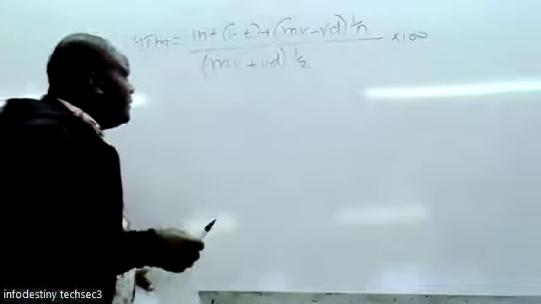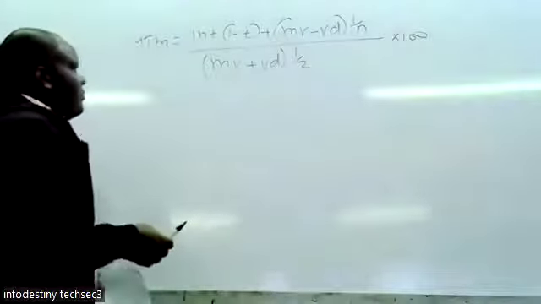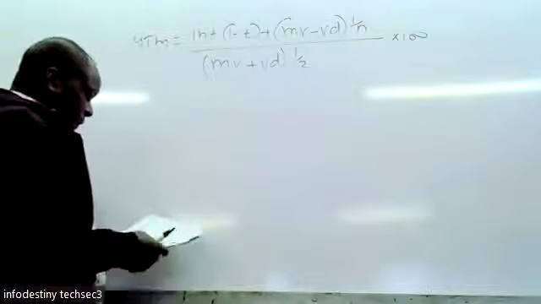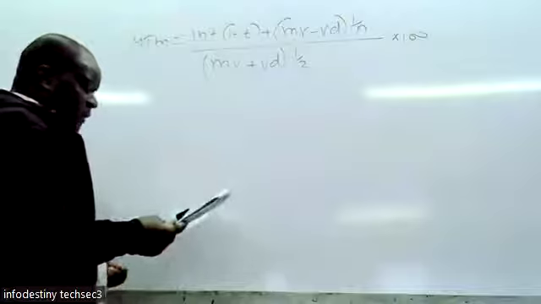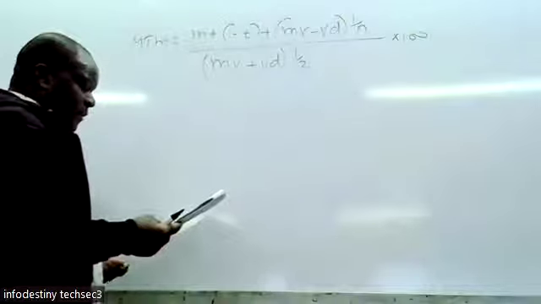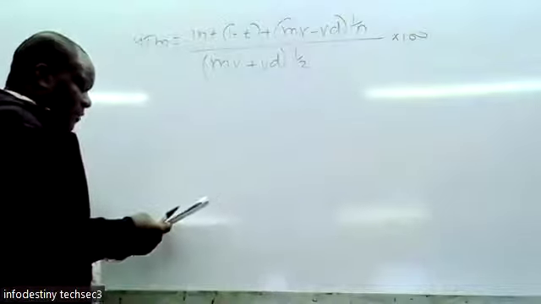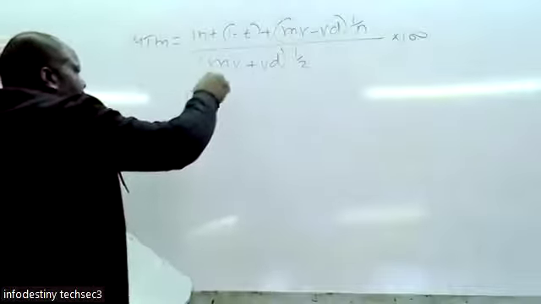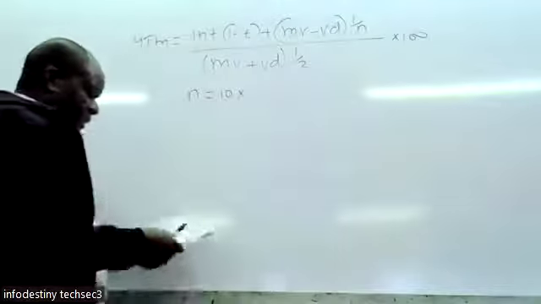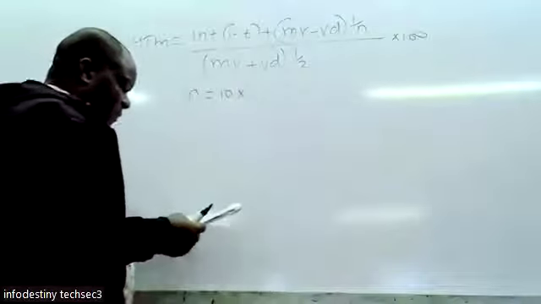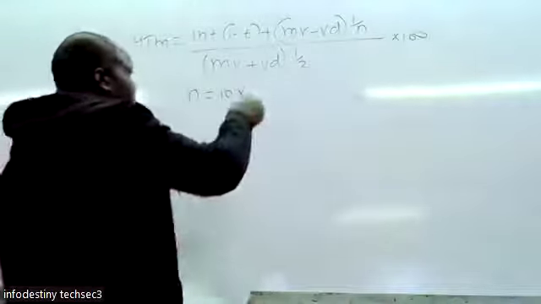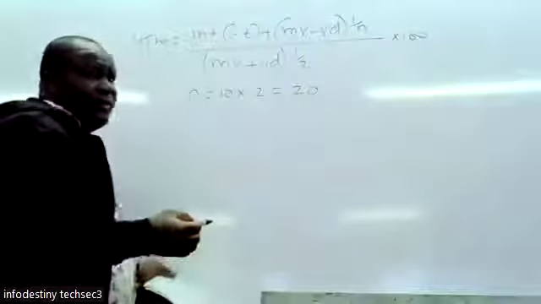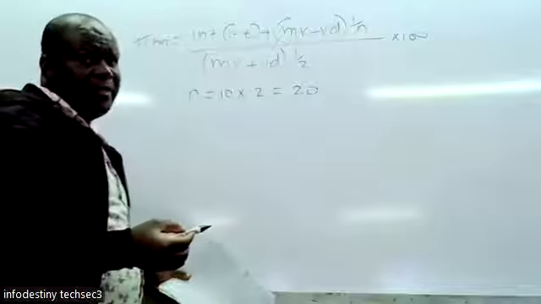So first, we see how to compute n. They say that interest is paid semi-annually. So n will be the 10 years multiplied by 2. That should be 20, because interest is paid semi-annually.